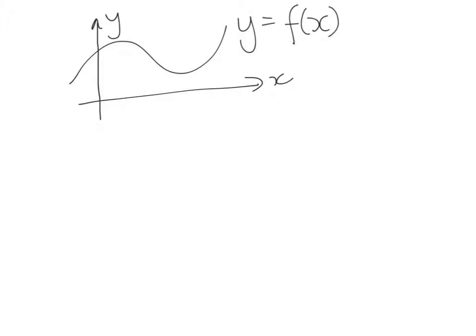When we talk about increasing and decreasing functions, what we're talking about is the gradient. So this function is increasing here because the gradient's positive, and it is also increasing here because the gradient is positive. Then it's decreasing here, and the gradient is negative, and we also have stationary points here and here where the gradient's equal to 0.